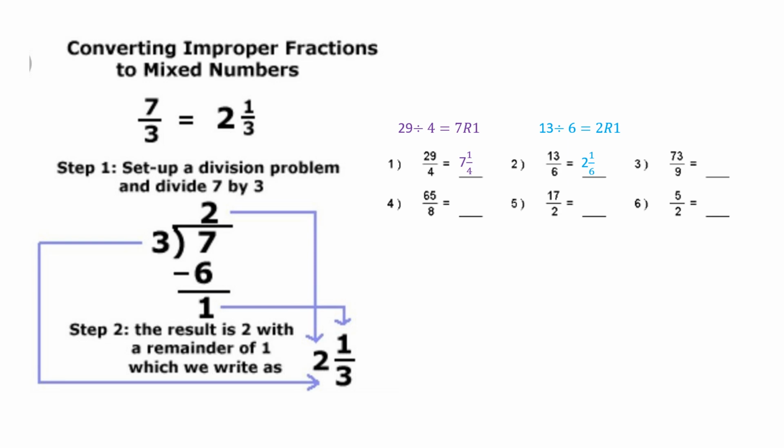In number 3, 73 is going to be divided by 9. That's going to give me 8 with a remainder of 1. They don't always have a remainder of 1, but in this case they are. That's going to give me 8 with a 1/9 fraction. Now I want you to pause the video and do the next 3.